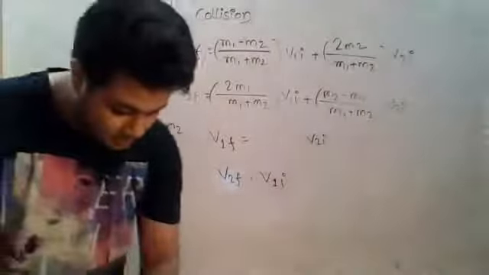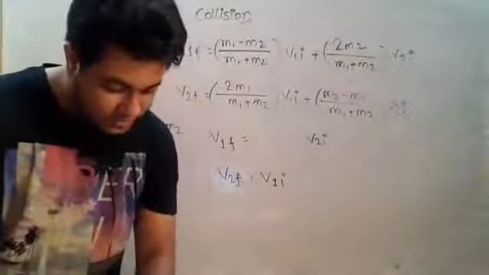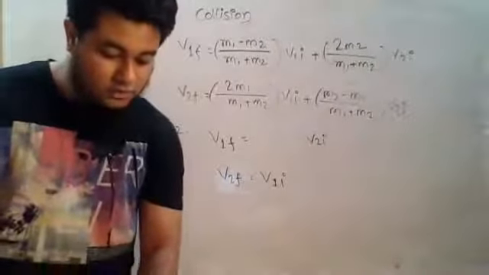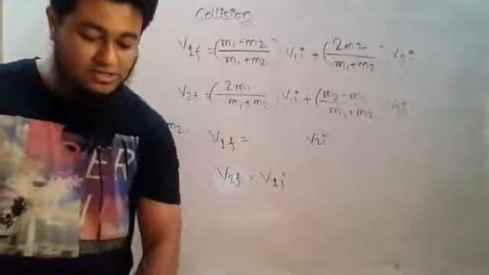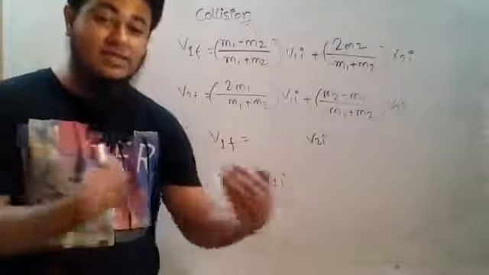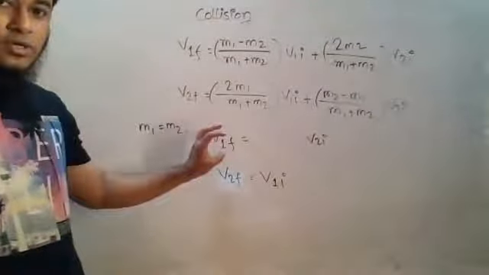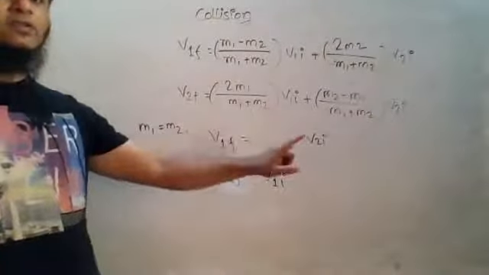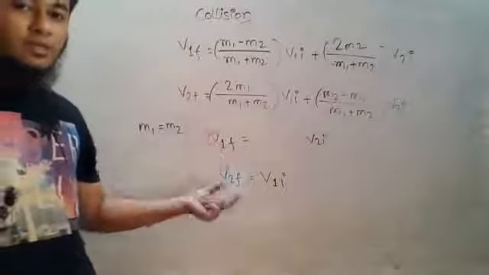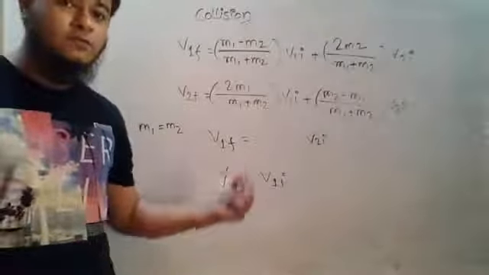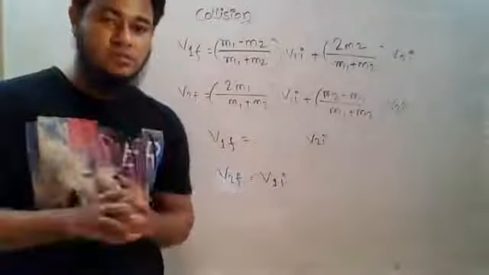Here it is written, look, m1 is equal to m2. Then if two bodies of equal masses collide with each other, one body gets the velocity of the other. That is, they exchange their velocity. Is it clear? The first body is getting the initial velocity of the second body, and the second body is getting the initial velocity of the first body. So they are exchanging their velocity.